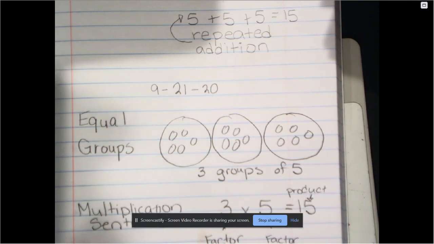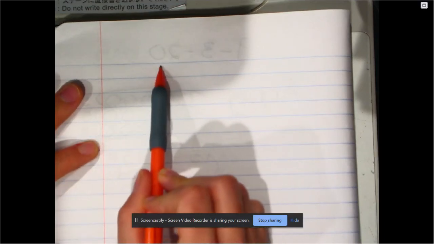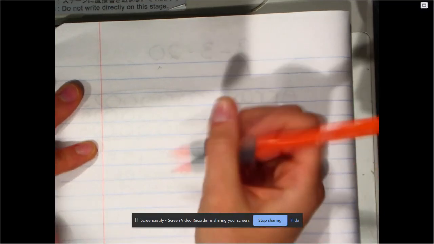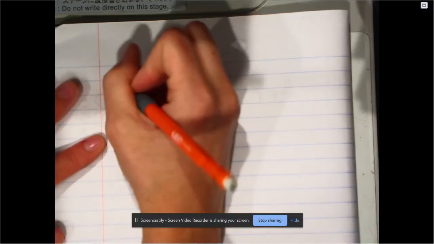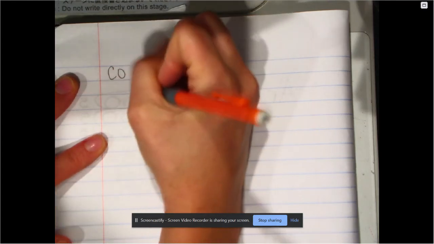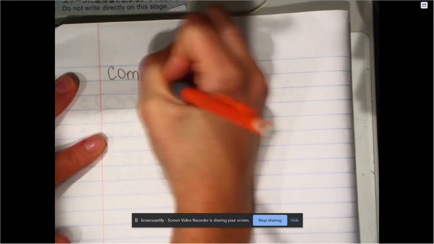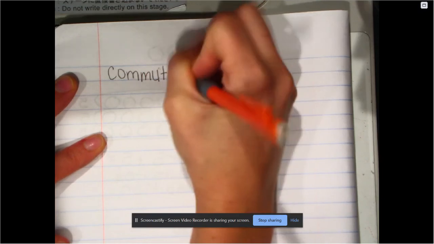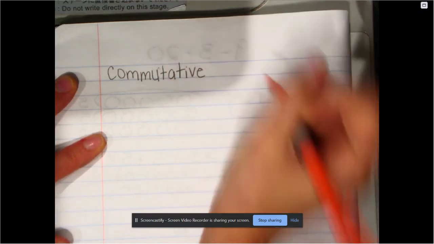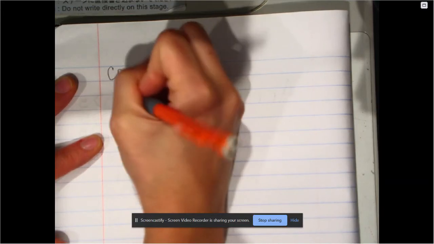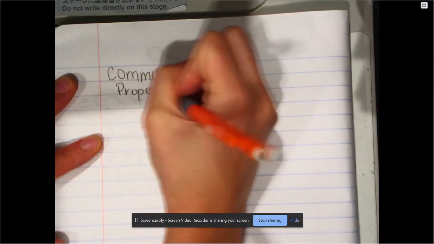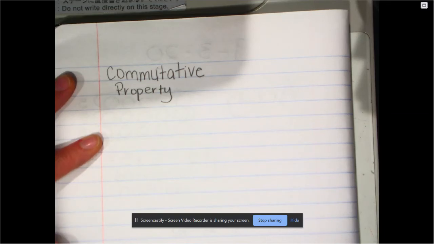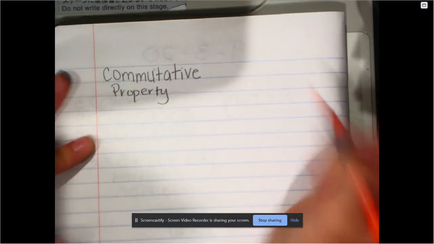Now I want to add one more note, but I'm out of room here. So what I'm going to do is I'm going to turn the page. All right, and I just turned to the back of this page. Don't want to waste any paper, so right to the back. And I'm going to add one more important vocabulary that we've talked about. And this is called the commutative property. So that's C-O-M-M-U-T-A-T-I-V-E. And then the next word is property, P-R-O-P-E-R-T-Y, the commutative property.